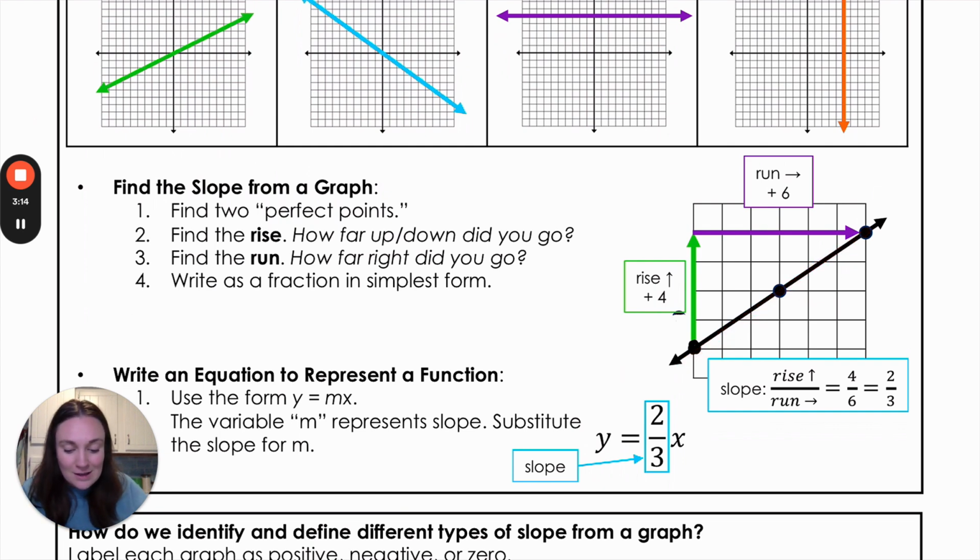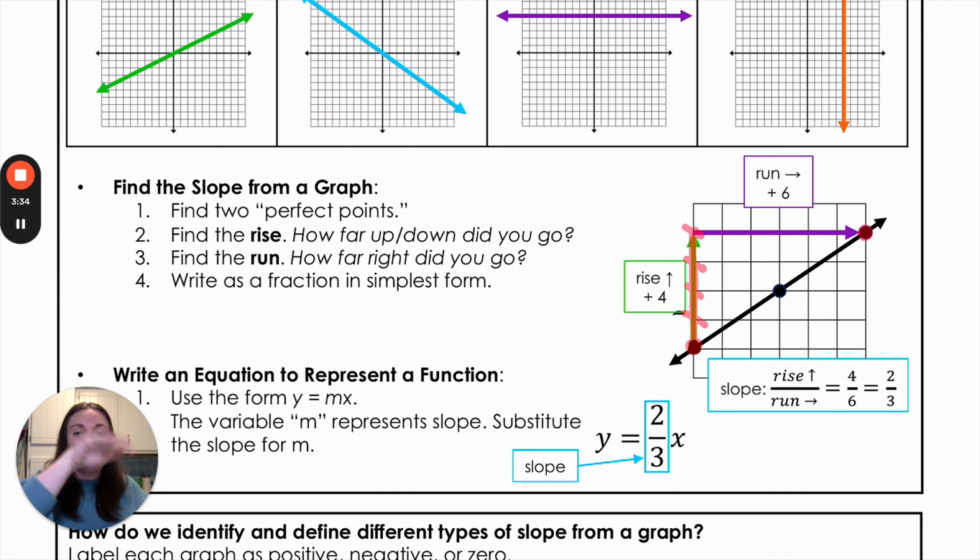So for this first example, right, the second step was to find the rise. So I'm going to choose these 2 points because that's what they have on their notes, right? And so to get from here to here, we want to see how far up did we go. So you can see I went up 1, 2, 3, 4 times, right, to get in line with that second point.